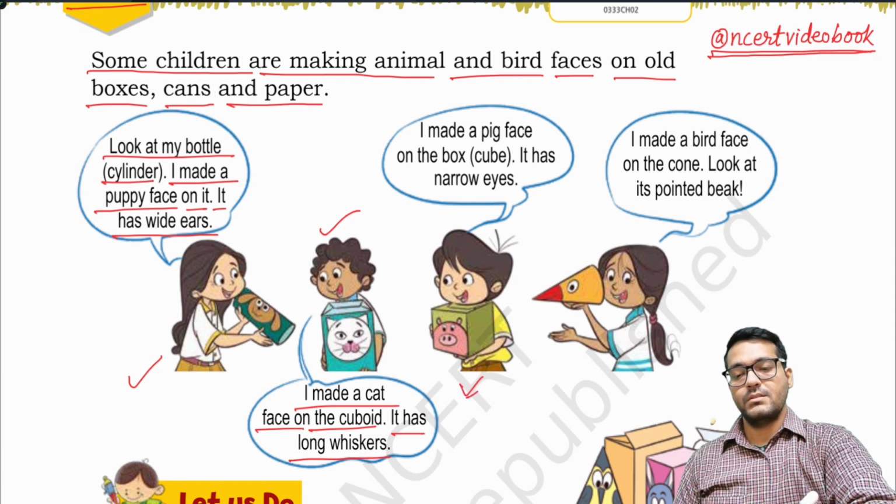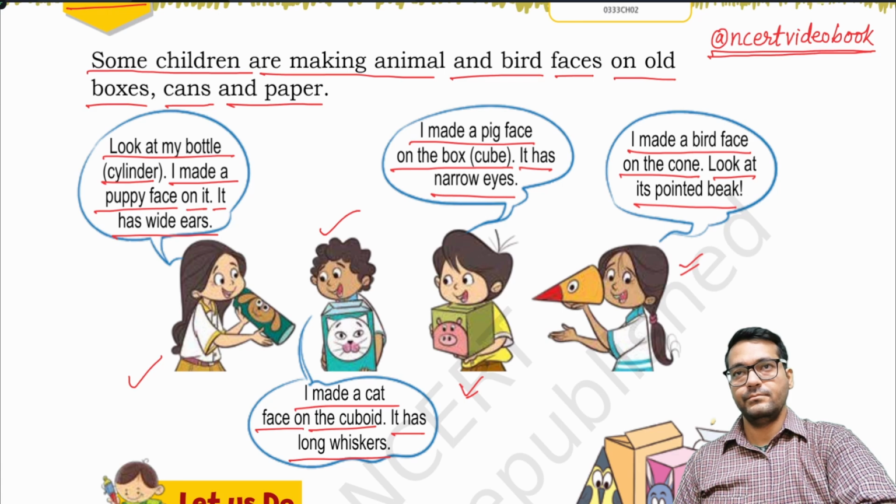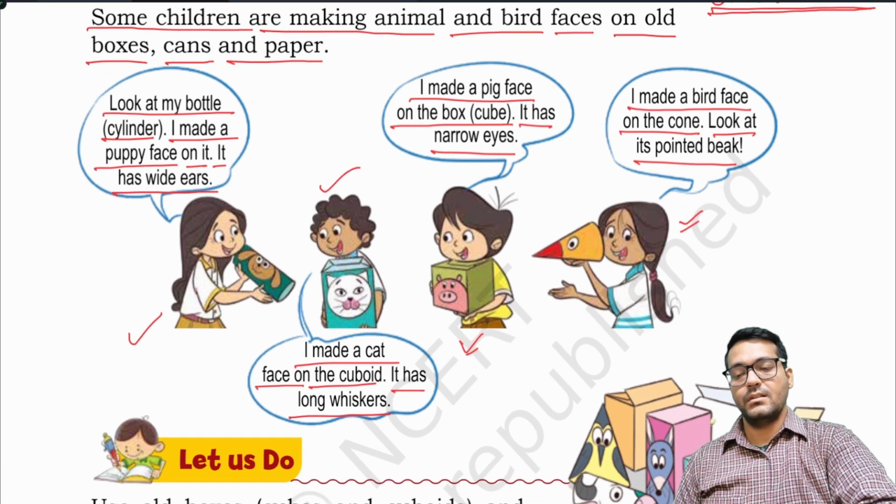This boy says, "I made a pig face on the box cube. It has narrow eyes." This girl says, "I made a bird face on the cone. Look at its pointed beak." You can see different shapes here, such as cylinder, cuboid, cube, and cone.